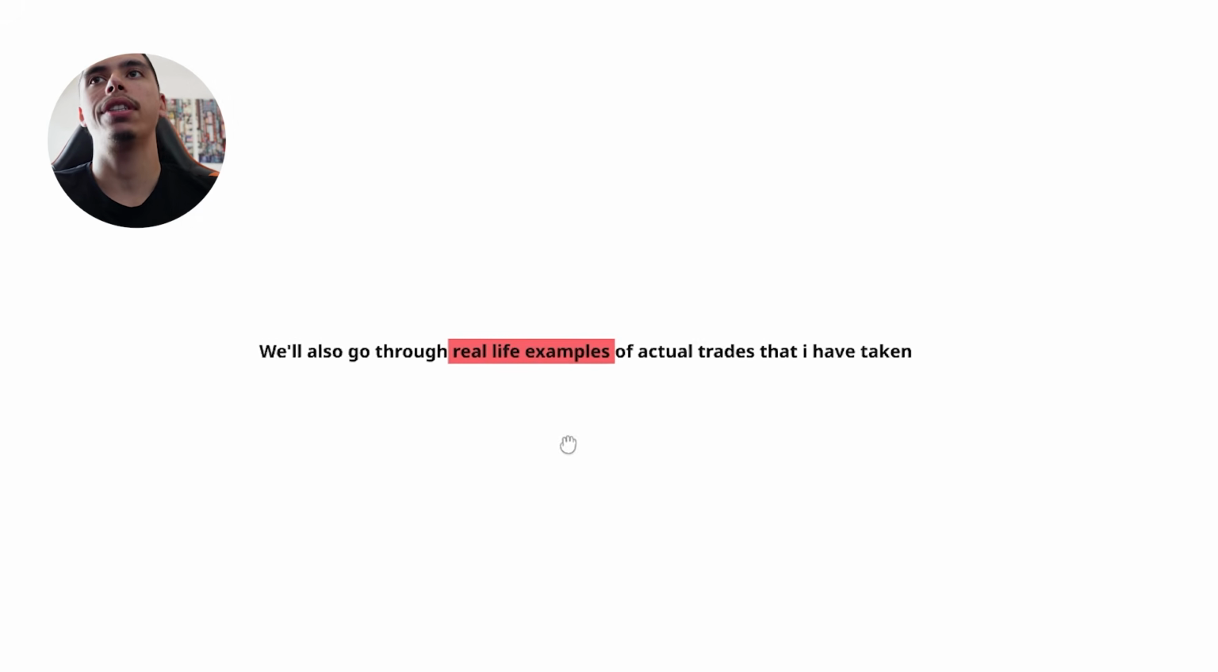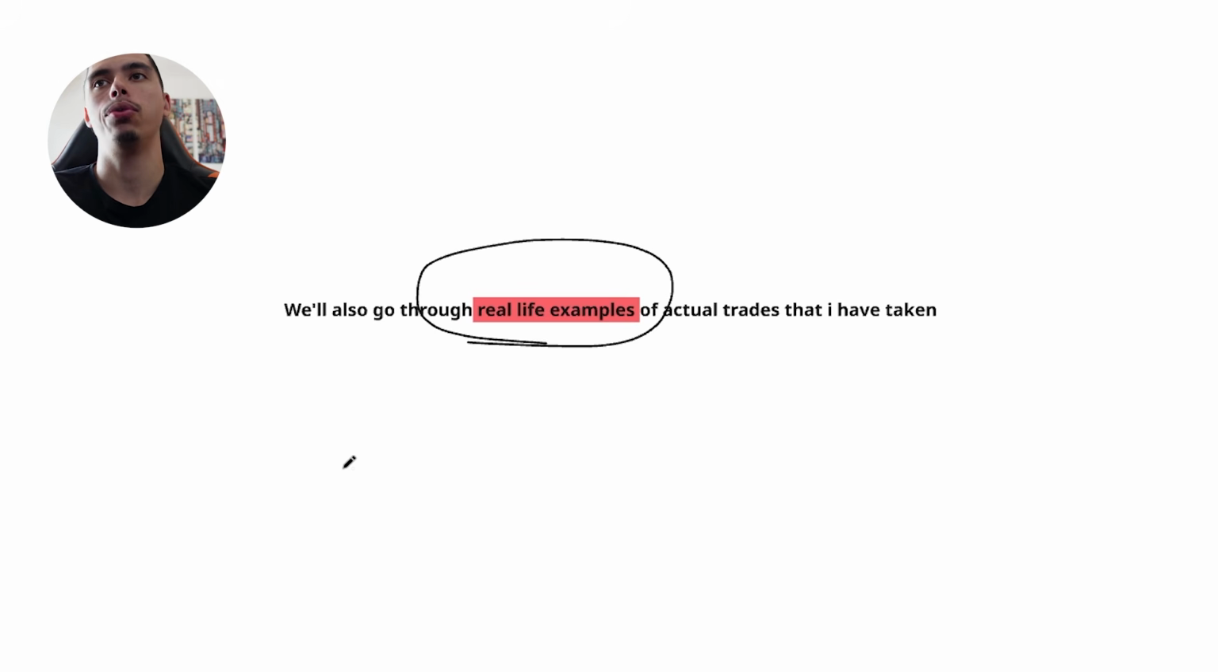I'm also going to go through a real-life example of the exact same concept I've used in my trading, with a trade I have taken this week, and show you this working in action as I trade this live on a day-to-day basis.